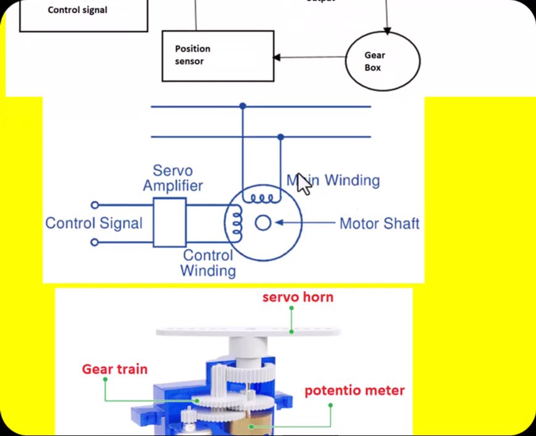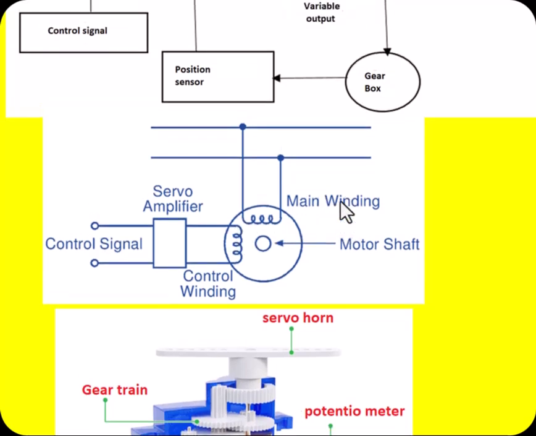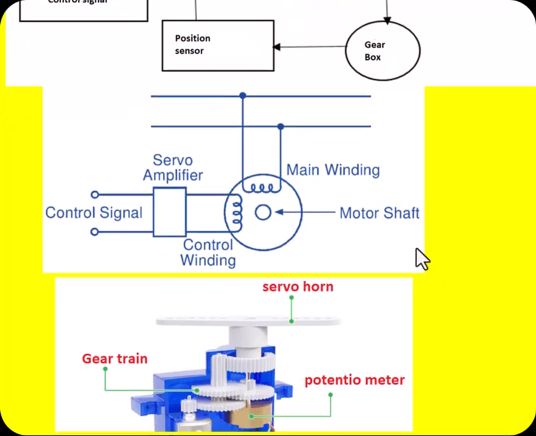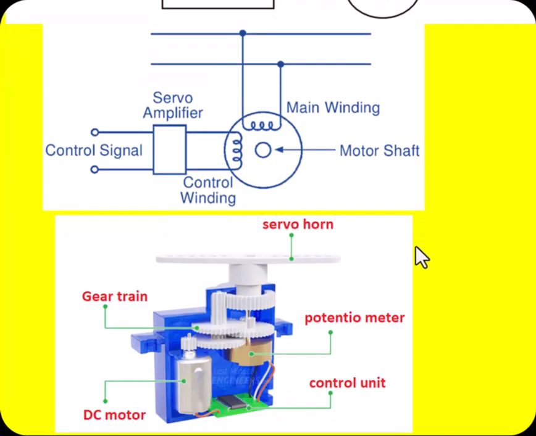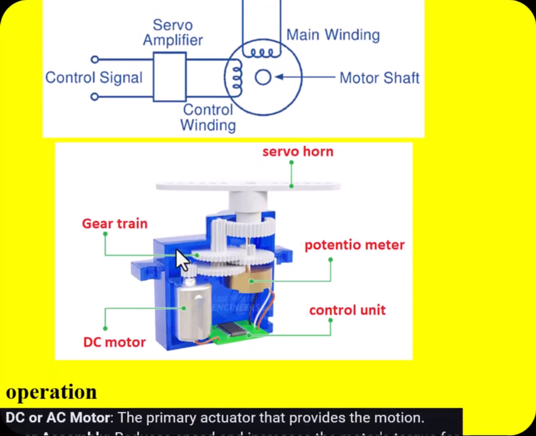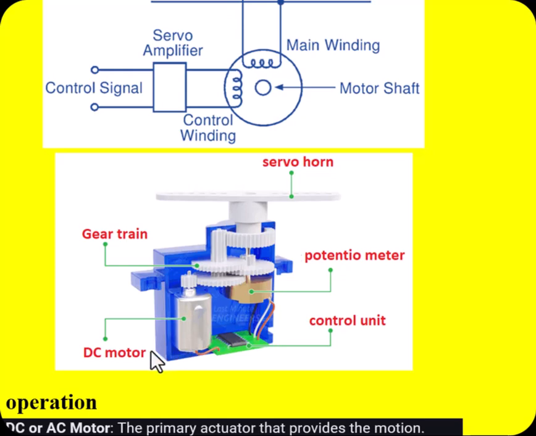Similarly, here also there is another diagram. This is called the main winding, this is called the control winding, this is the control signal, and this is the servo amplifier, this is the motor shaft, and this is the actual diagram that you can see. This is the DC motor whose shaft is to be controlled, this is the control circuit, this is the potentiometer, this is the servo horn, and this is the gear train.